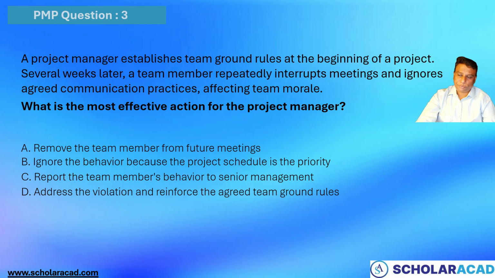Now question number 2. A project manager establishes team ground rules at the beginning of the project. Several weeks later, a team member repeatedly interrupts meetings and ignores the agreed communication practice, affecting team morale. So what is the most effective action for the manager?